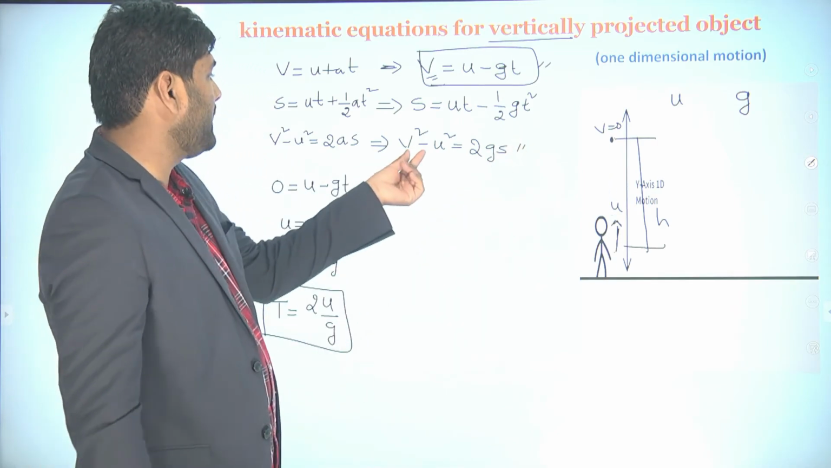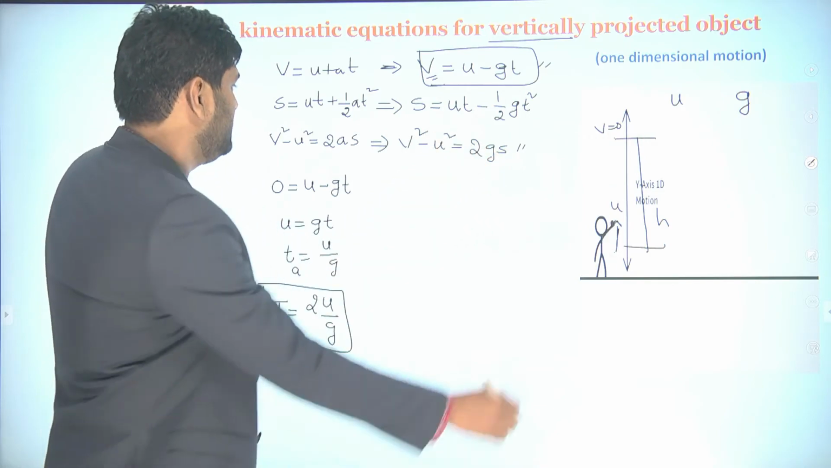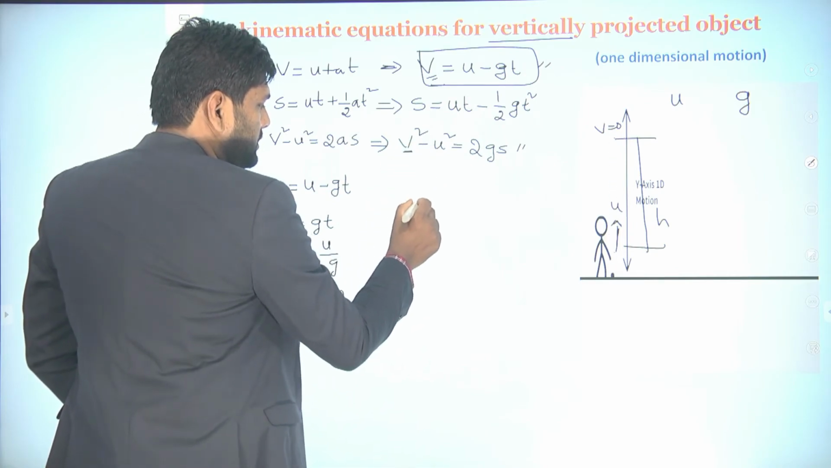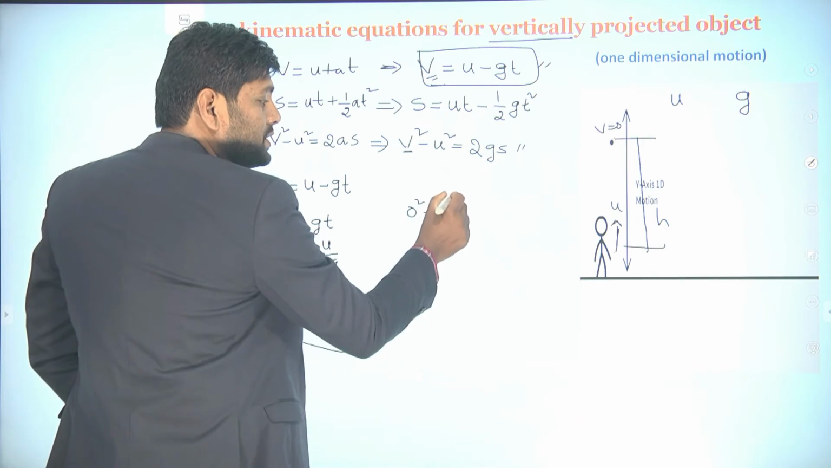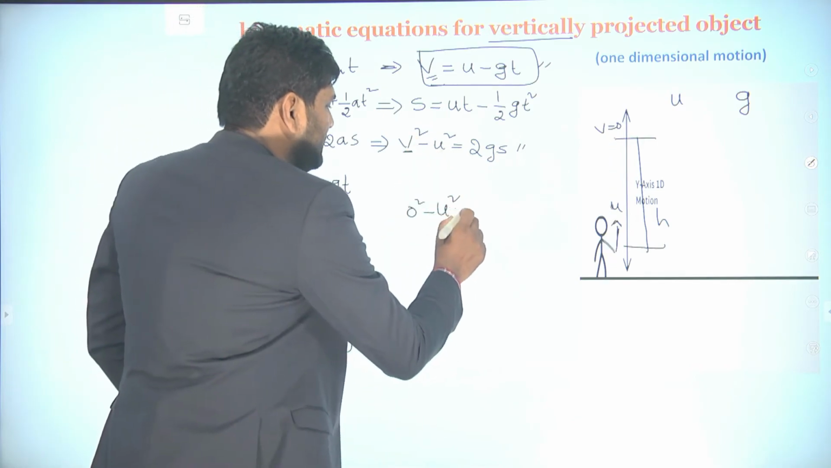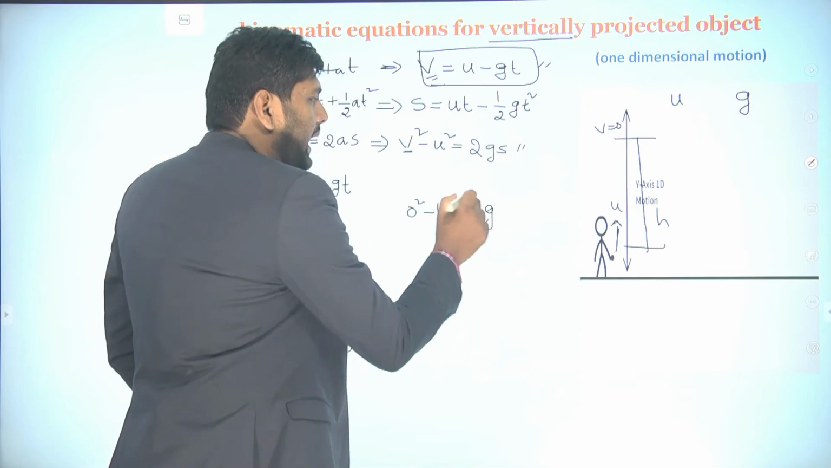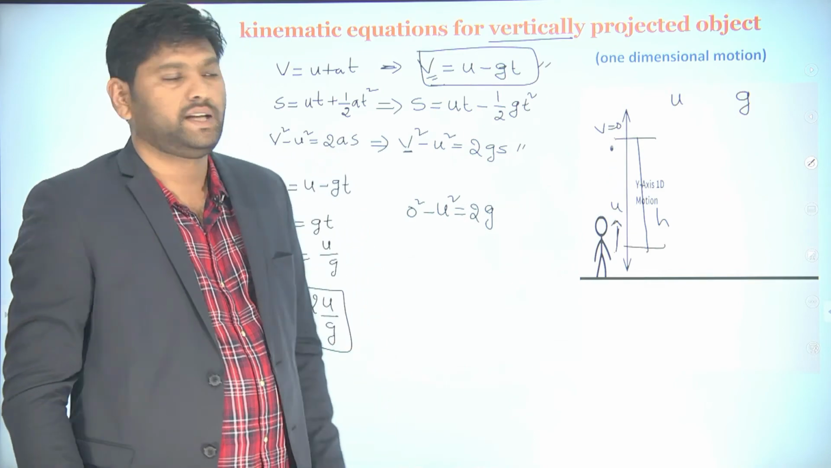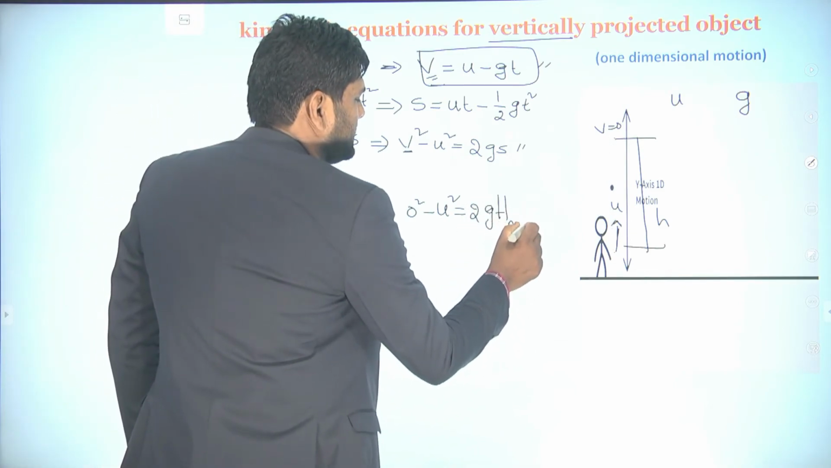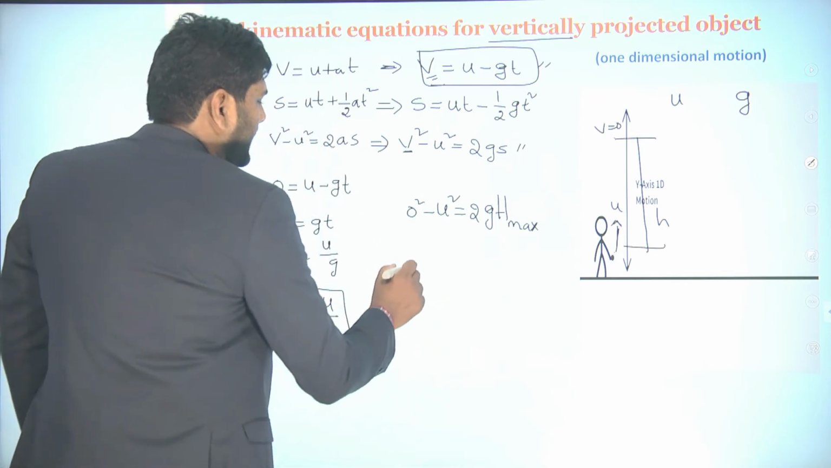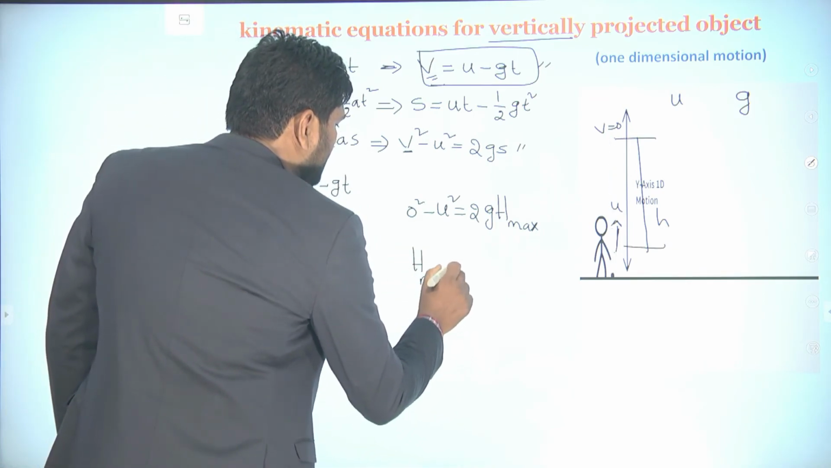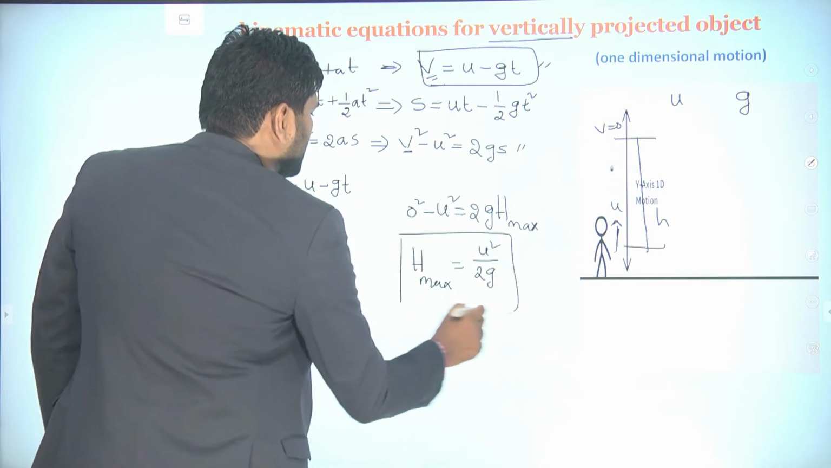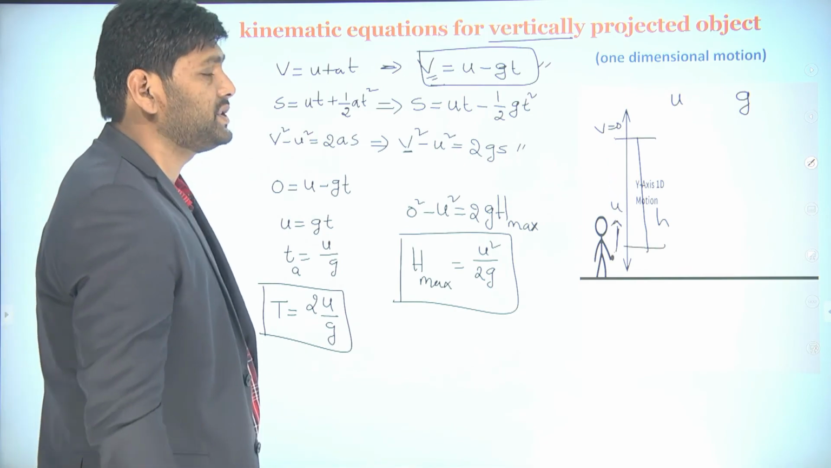If I use V square minus U square equal to 2GS here, the final velocity when it reaches the maximum position becomes 0. So 0 square minus initial velocity U square, understand? And that is equal to 2G, and here we are taking the displacement as H max. Now completely, you will get H max is equal to U square by 2G. So these are the results you will get for a vertically projected body.